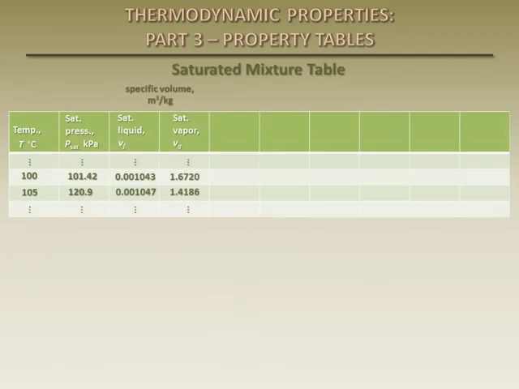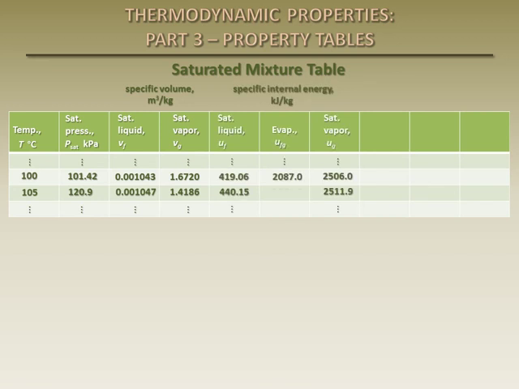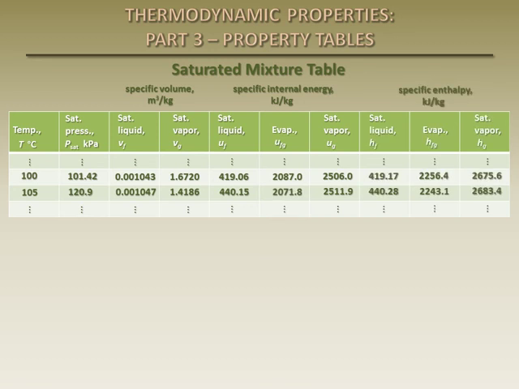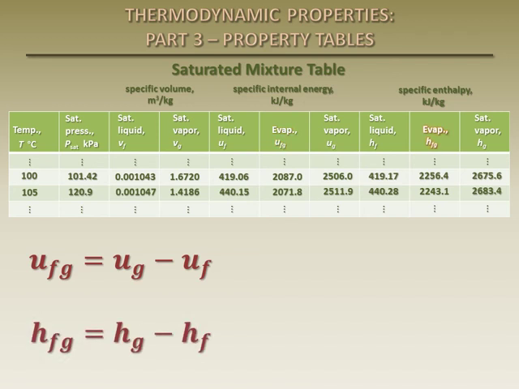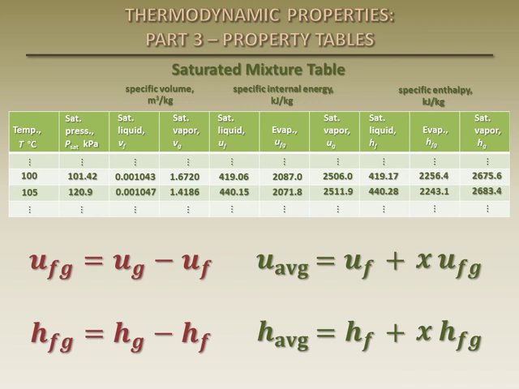In addition to the specific volume data, the saturated mixture tables also include data for the specific internal energy and for the specific enthalpy. For convenience, values of the difference between the specific internal energy of a saturated vapor and a saturated liquid are also provided in the tables. This property is also given for specific enthalpy. The same relationship that we developed for the average specific volume of a liquid-vapor mixture and its quality can also be applied to specific internal energy and specific enthalpy.